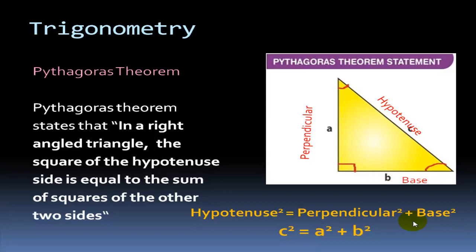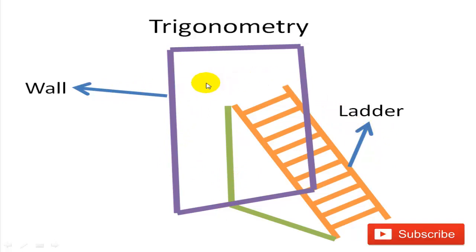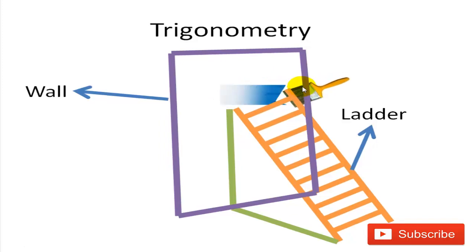Now we can see some daily life examples. This is the wall and this is the ladder. If we want to paint the wall, we use the ladder. To paint the below portion of the wall, we use the ladder up to this and paint. Now it makes a right angle triangle with the wall, the ladder and the ground. And this is the angle made by the ladder and the ground.